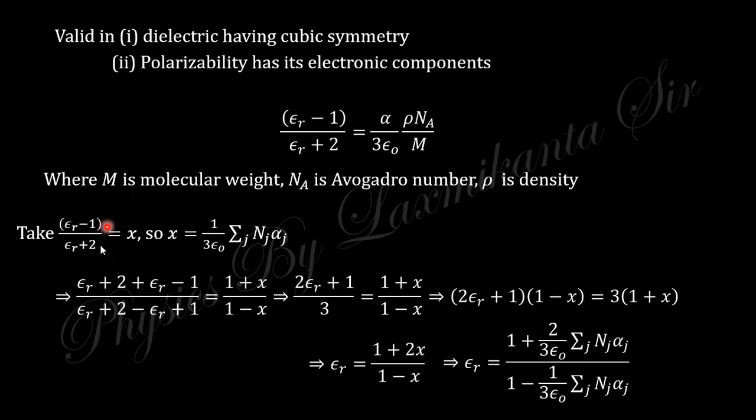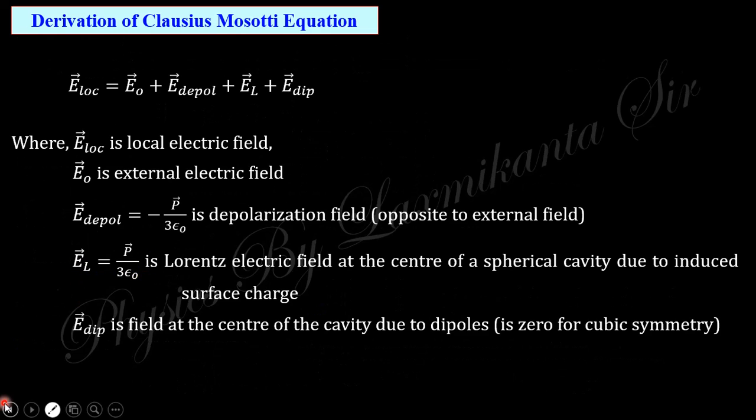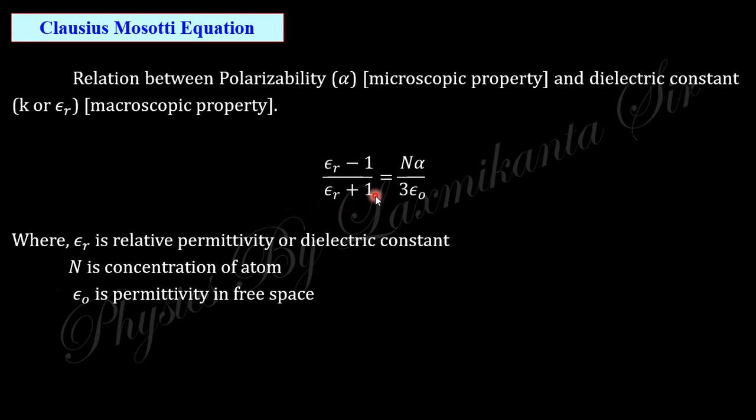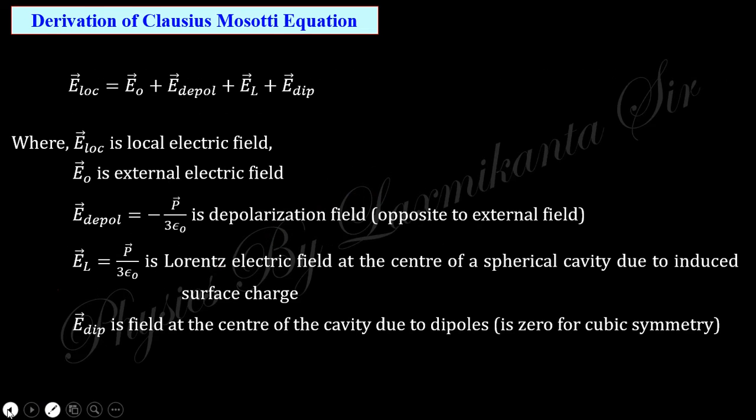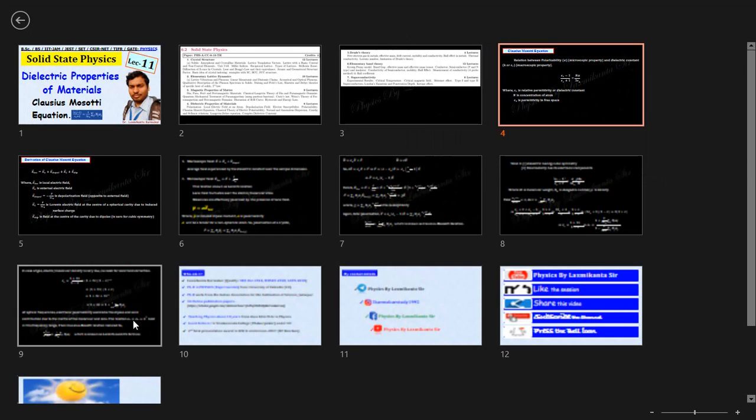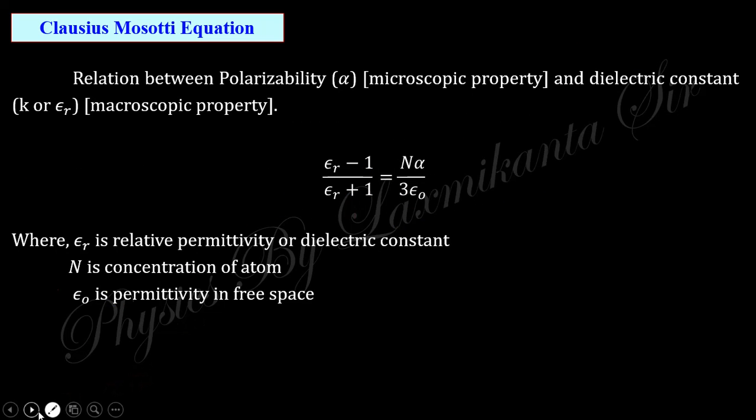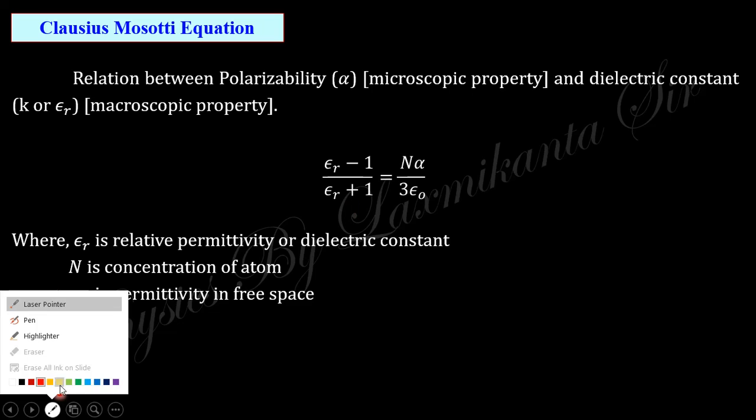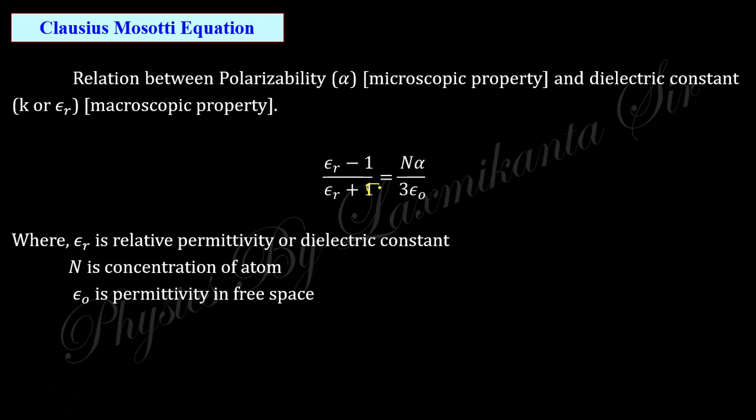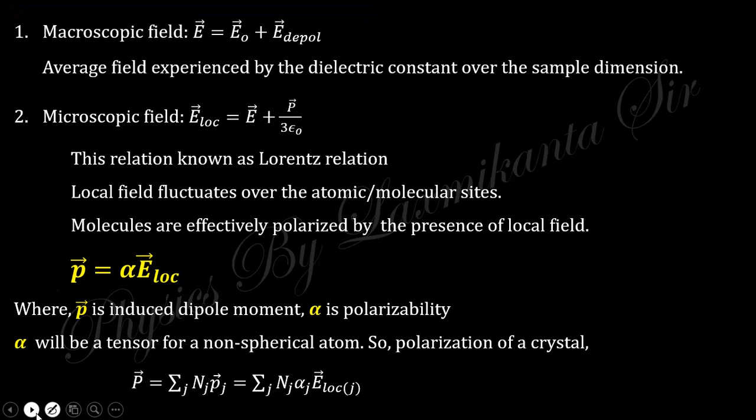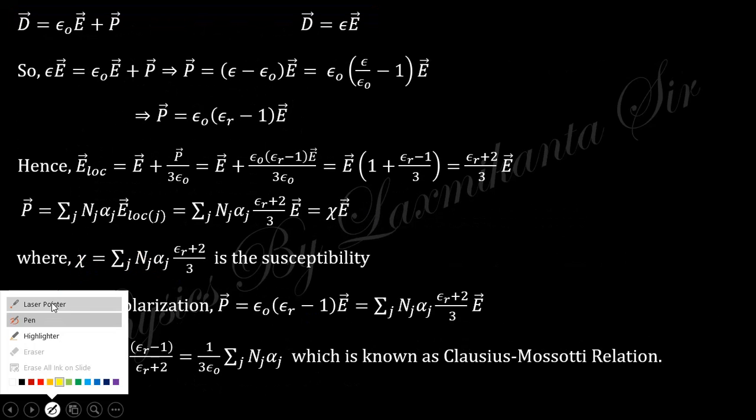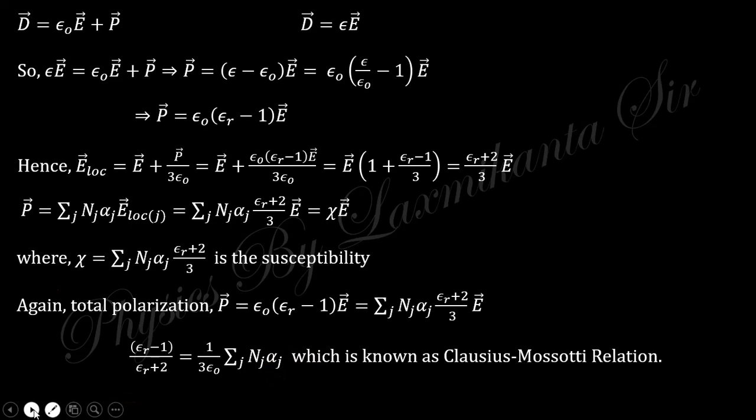Now, actually, in the first relation, we wrote down an error. Actually, this will be 2. I need to correct this one. This one will be 2. Okay. So we will obtain this Clausius-Mosotti relation.